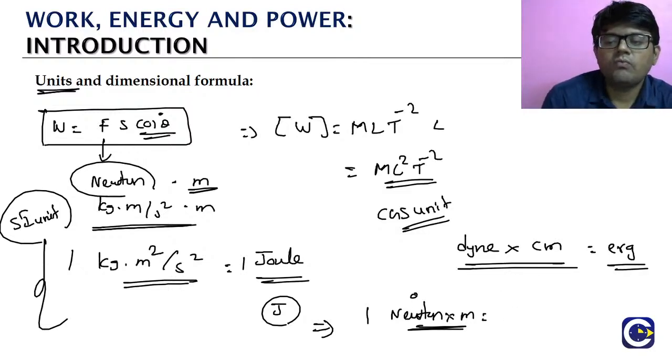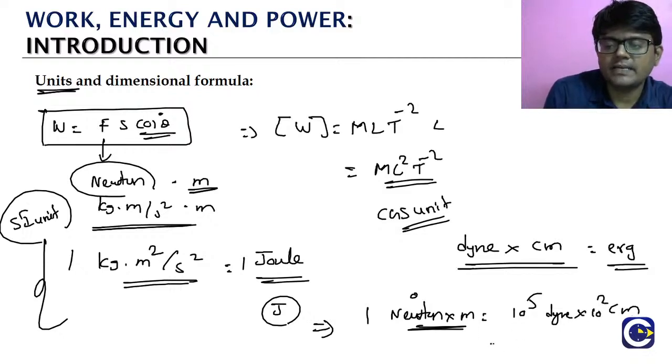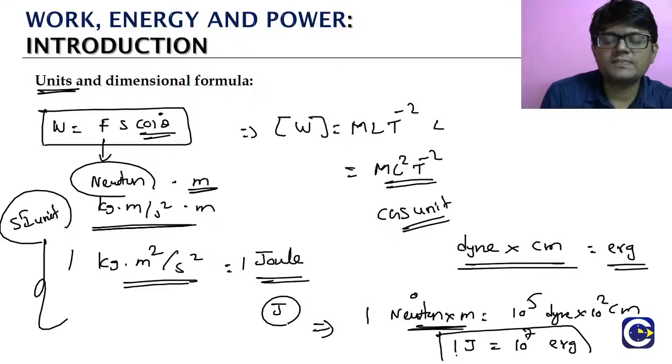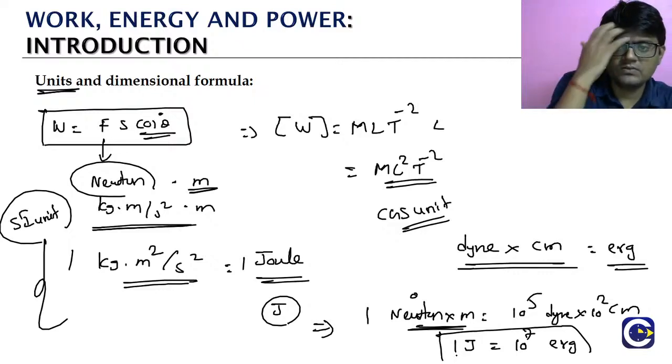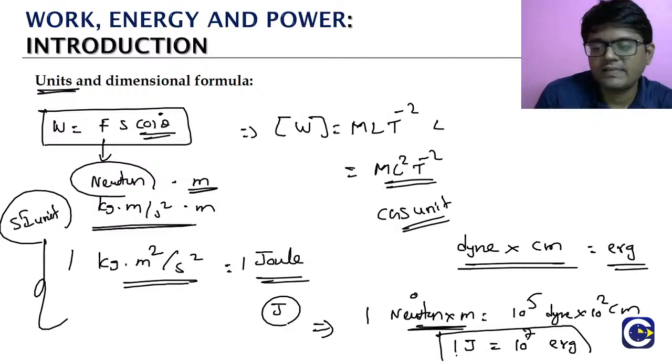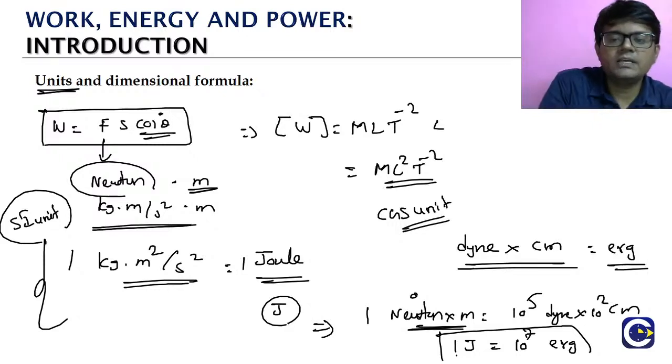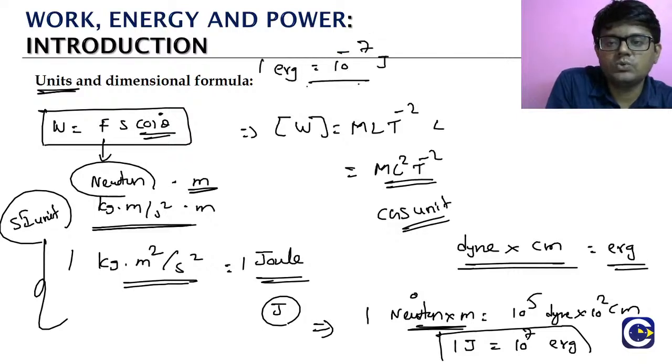What is 1 Newton? It will be 10 power 5 dyne. 1 meter will be what? 10 power 2 centimeter. So totally 10 power 7 erg. So 1 joule will be equal to 10 power 7 erg. That is the conversion. So accordingly, if you want to do it otherwise, 1 erg will be equal to what? 10 power minus 7 joule.